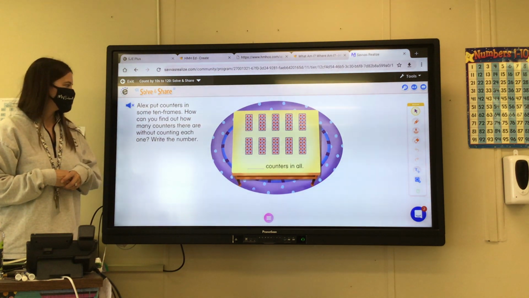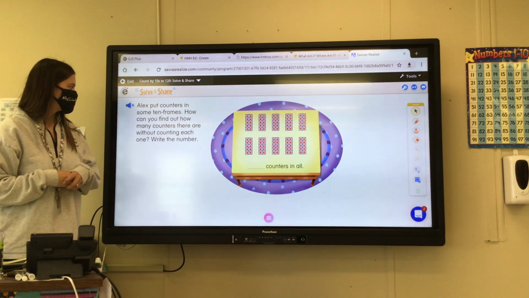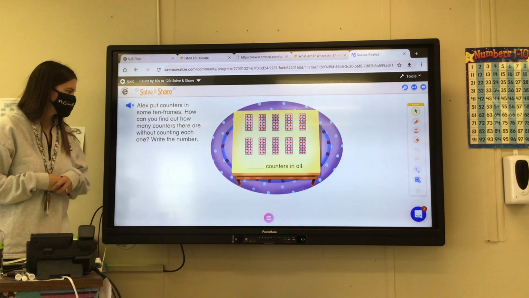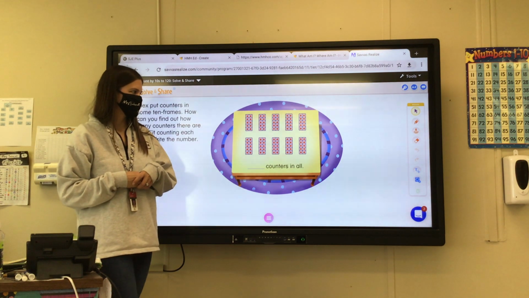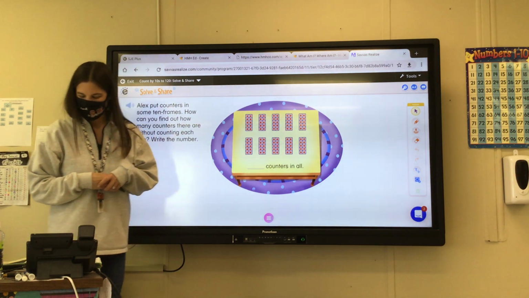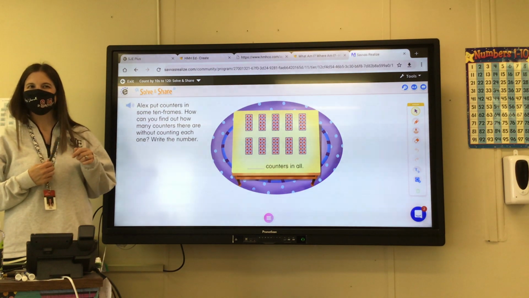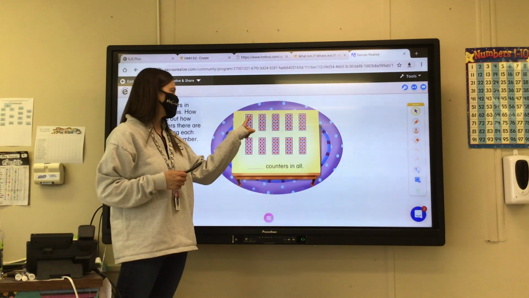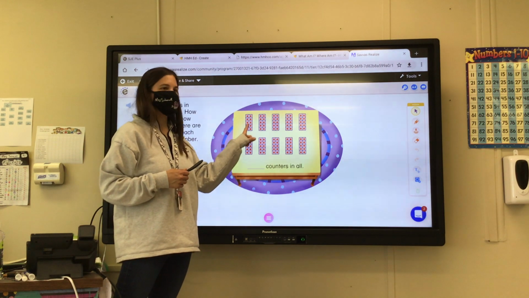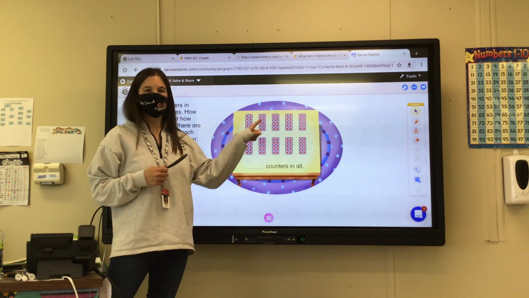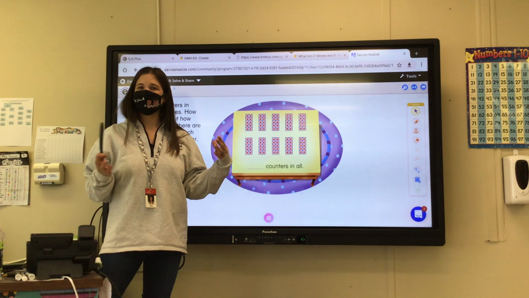Alex put counters in some 10 frames. How can you find out how many counters there are without counting each one? Write the number. Without going 1, 2, 3, 4, 5, 6, 7, 8, 9, 10, 11, 12, 13, 14, 15, 16. That would take a really long time. How else could you do it?